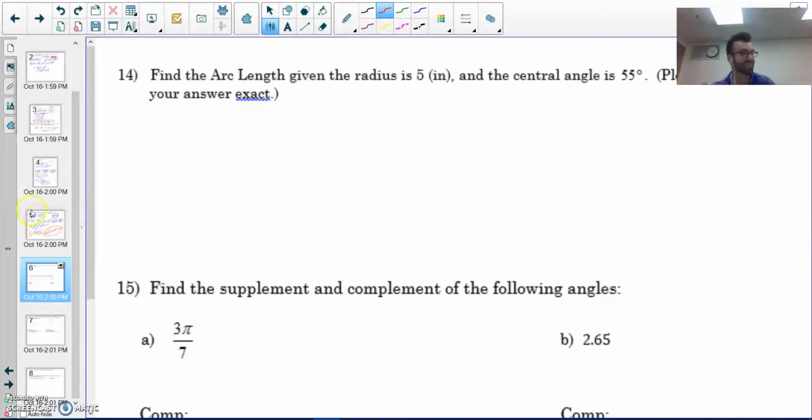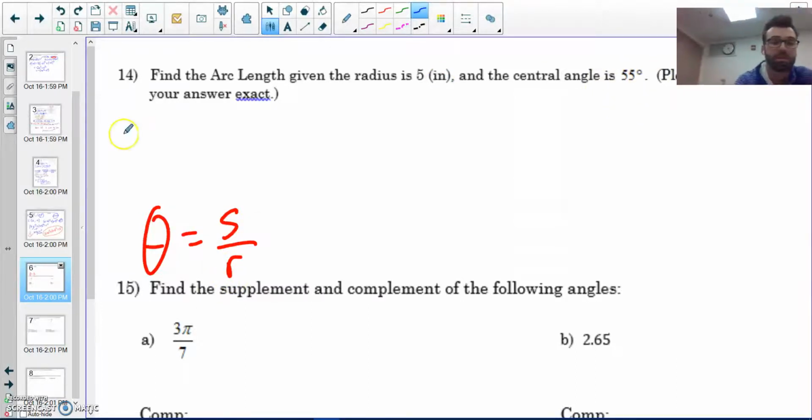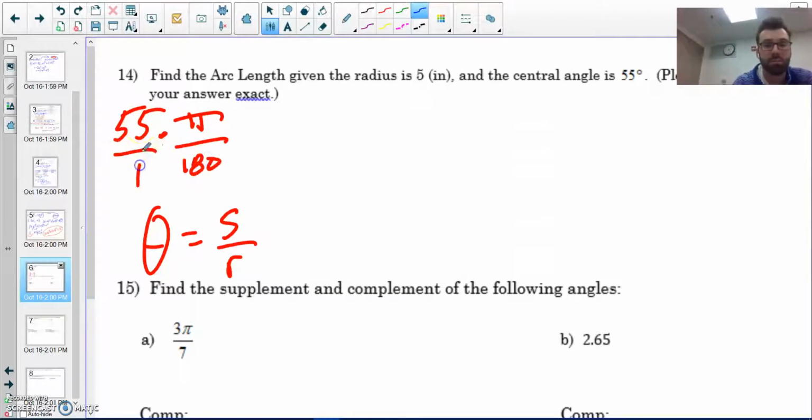All right, 14, arc length. Now remember we have this theta equals S over R, where theta is our angle in radians, S is the arc length, R is our radius. Well, our angle here is in degrees, so we need to put that into radians by multiplying by pi over 180. This is 155 pi over 180, reduce, reuse, recycle, 11 pi over 36.